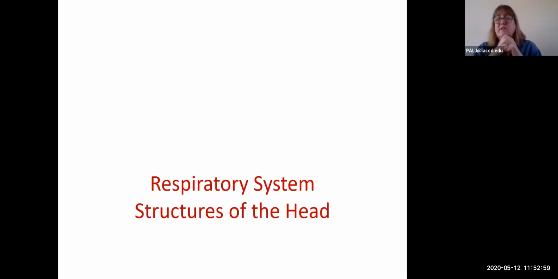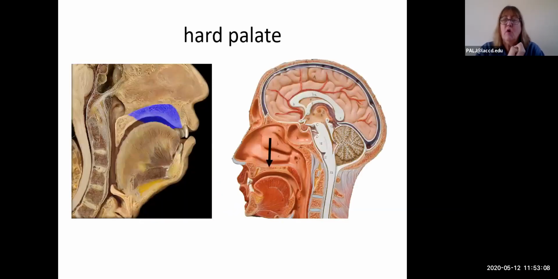Welcome back. In this section, we're going to continue learning about the respiratory system, and we're going to start with structures of the head. So if you put the tongue on the roof of your mouth anteriorly, you can feel that it's quite hard. It's hard because this is the place where you have the palatine process of the maxilla as well as the palatine bone located.